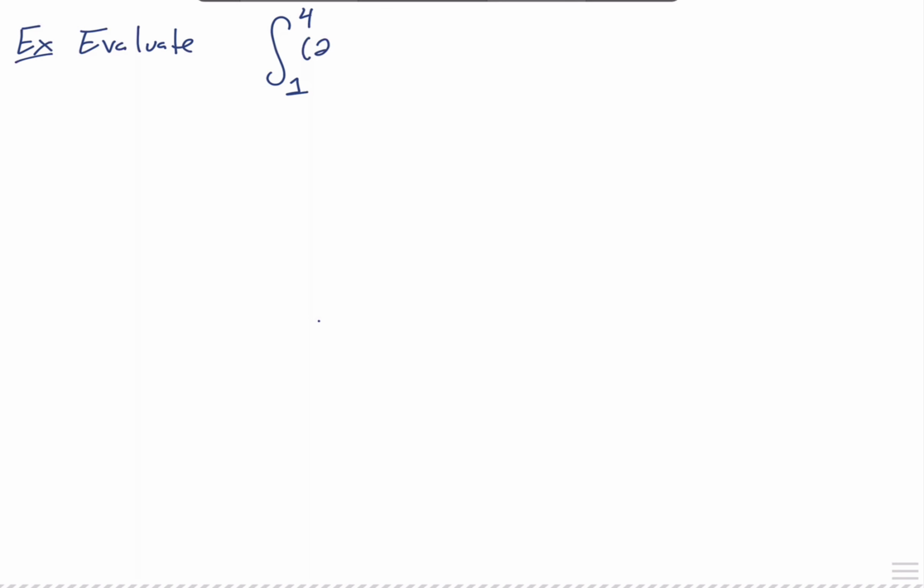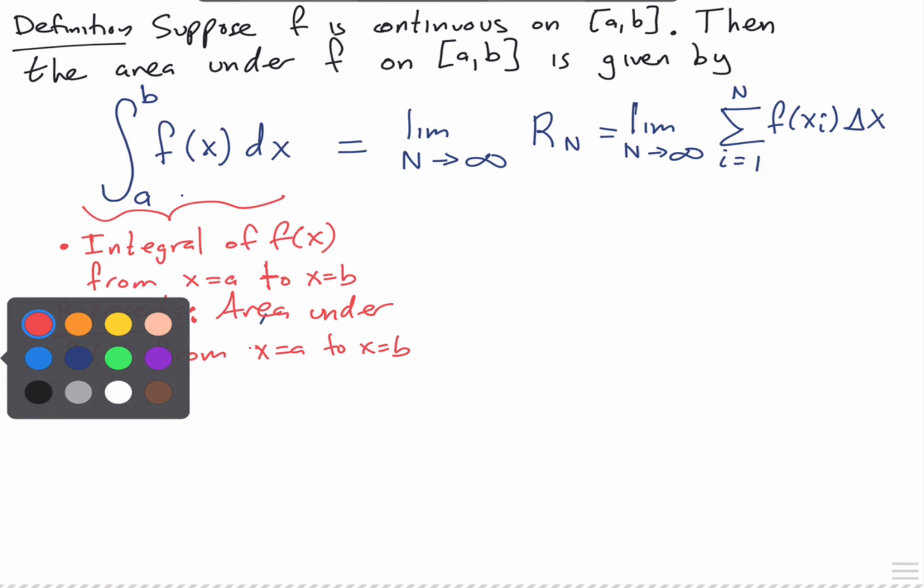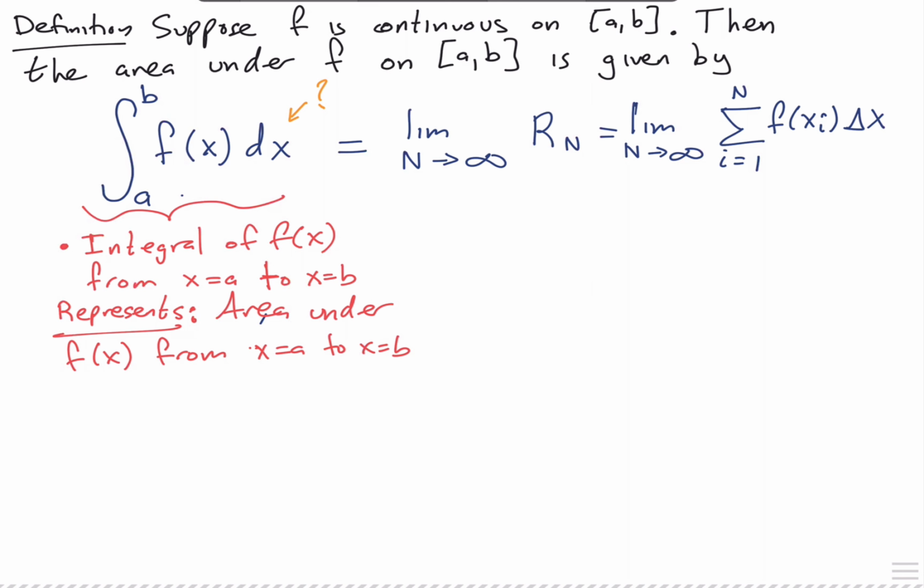Oh, and then I forgot to mention, what's the deal with this dx business? What is that? Is that a part of the function? No. This is called a differential. It's the same dx that you find when you get the derivative. You know how you have dy over dx? It's that same dx. I think probably the easiest way to think about it is, what happens as n goes to infinity? What happens to delta x? If the number of rectangles goes to infinity, what happens to the width of every rectangle? It goes to zero, exactly.